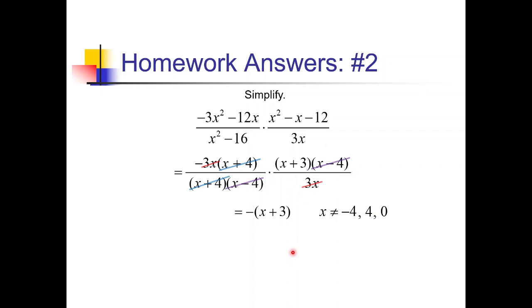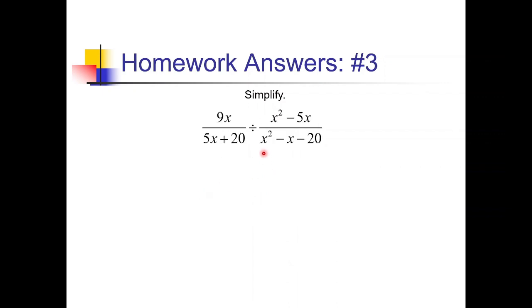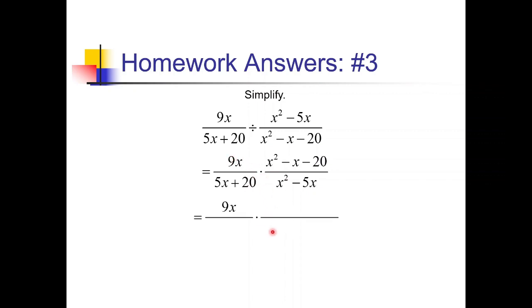To get started on this problem where we have to divide these rational functions, we're going to same change flip, multiply by the reciprocal. So I'll keep the same fraction as is, change this to multiplication, and invert this second fraction. So now I'll have x squared minus x minus 20 in the numerator, and x squared minus 5x in the denominator. Next, just like a normal multiplication problem, let me factor everything I can. 9x can't really be factored, but everything else can. For 5x plus 20, we can take out a 5. That leaves us with an x plus 4.